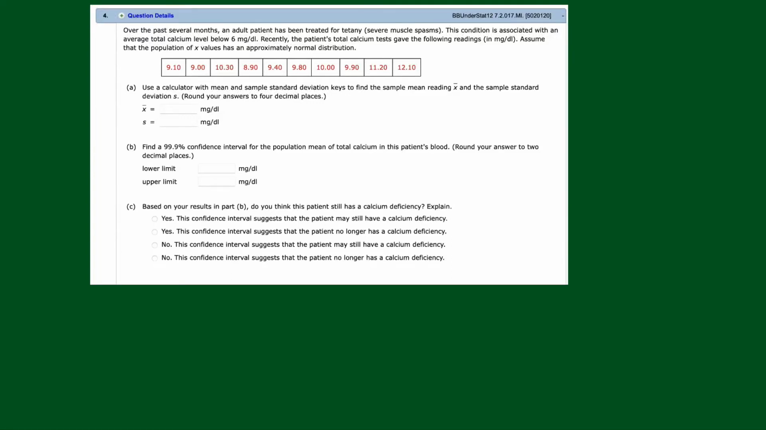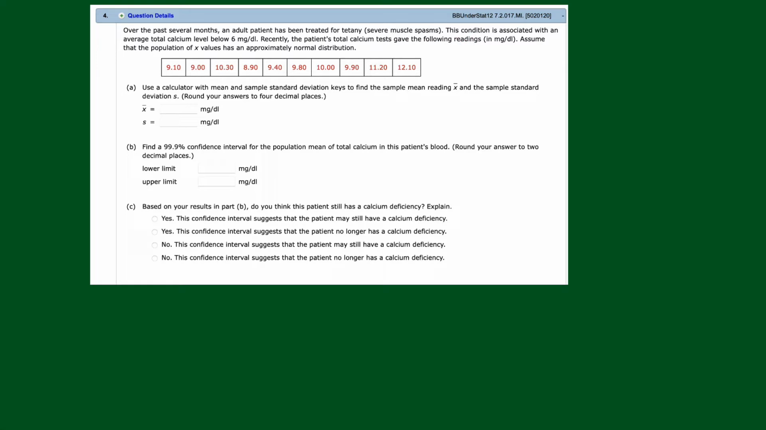This is section 7.2, problem number 4. Over the past several months, an adult patient has been treated for tetany. This condition is associated with an average total calcium level below 6 milligrams per deciliter. Recently, the patient's total calcium test gave the following readings.